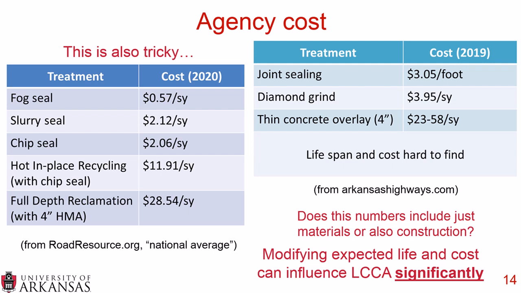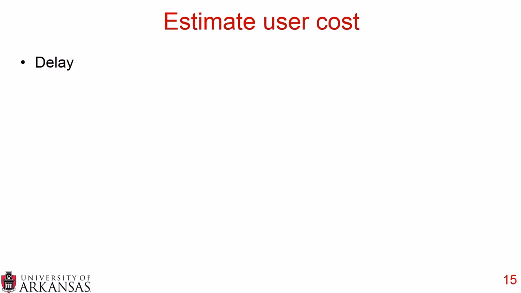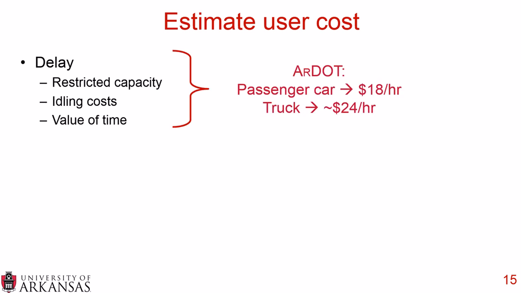Now, this is just agency costs. We can also take a look at user costs, and there's a couple different categories when we talk about user costs. One is delay. Whenever you perform any sort of construction, there's some sort of restricted capacity, there are idling costs, and these all have a value of time.